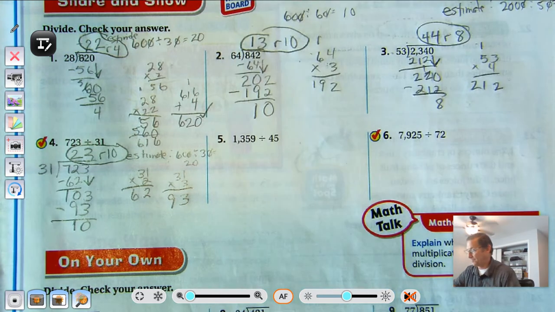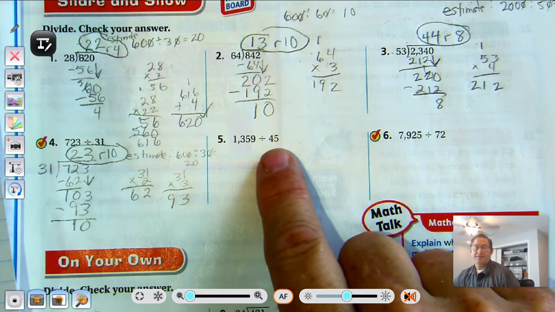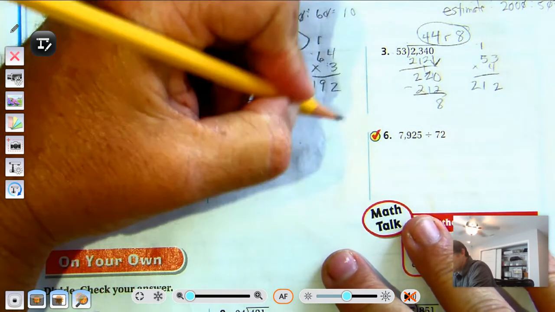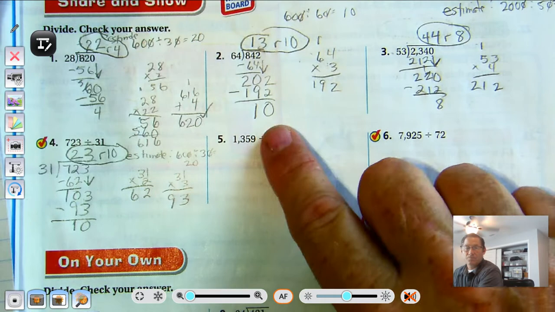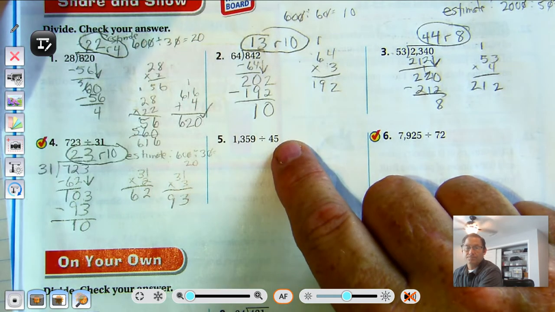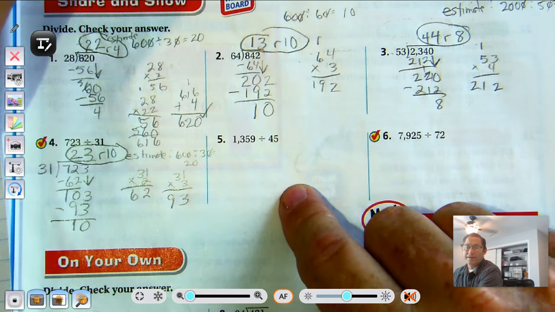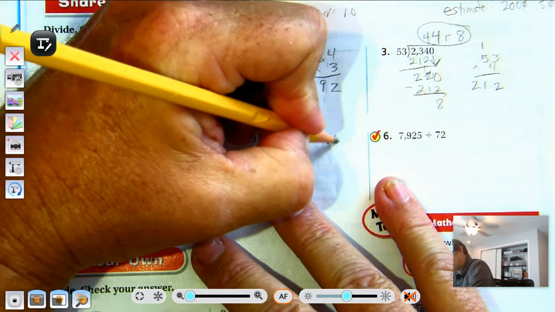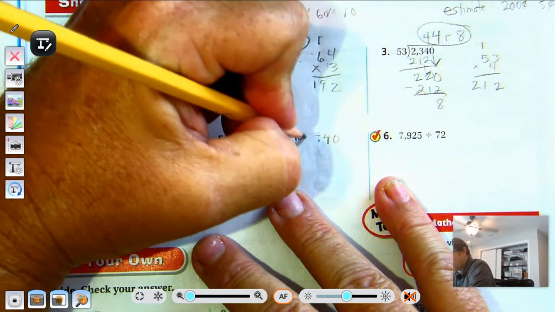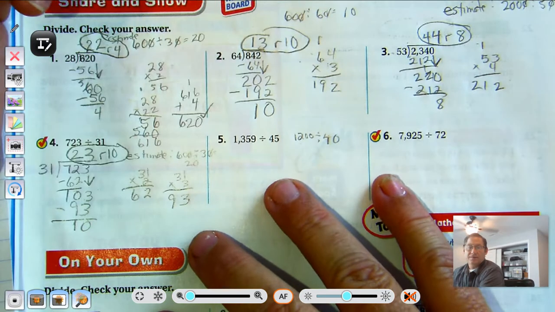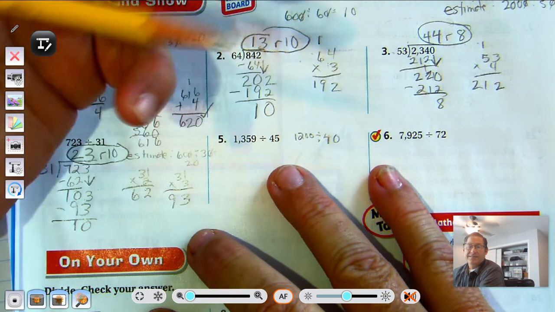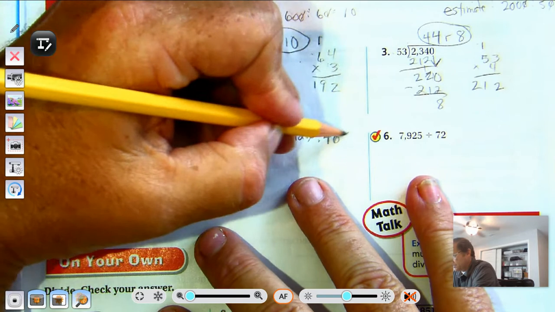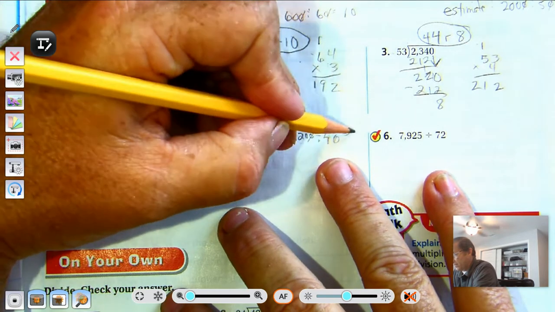All right, number 5. 1,359 divided by 45. So we can either go 50 or 40. Okay, so we're just getting kind of an idea of what our answer would be. So I'm going to use 1,200 divided by 40. Some of you might want to try 1,500 divided by 50. So 120 divided by 4 is 30.